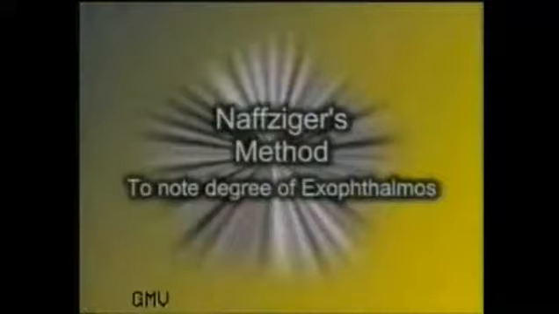Now to note the amount or degree of exophthalmos, examine the eyes by Naffziger's method. Stand behind the patient, tilt the head of the patient backwards to observe the eyes in the supraorbital plane. The actual protrusion of the eyeballs beyond the supraorbital ridges can be appreciated in this position. Normally, the eyes do not project beyond the supraorbital ridges.